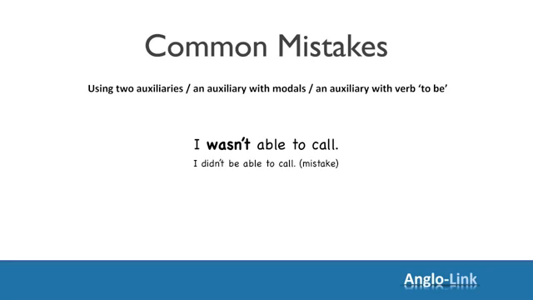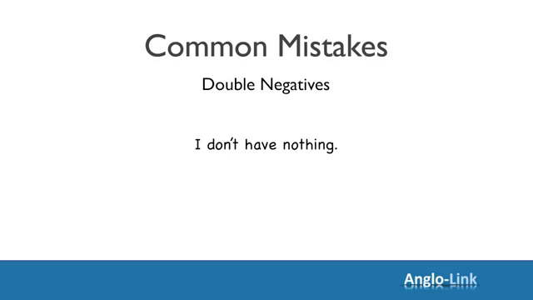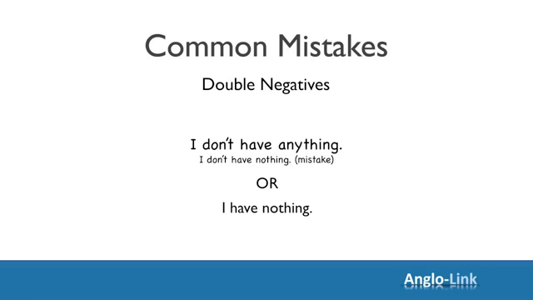And finally, the last type of common mistake with negatives is using double negatives. That's right. Let's look at an example. You may hear, I don't have nothing. What's happened here is that you've used both a negative verb and a negative word. Remember, they are alternatives. You can say, I don't have anything, or use the negative word, I have nothing.